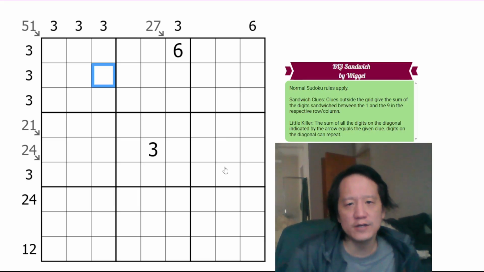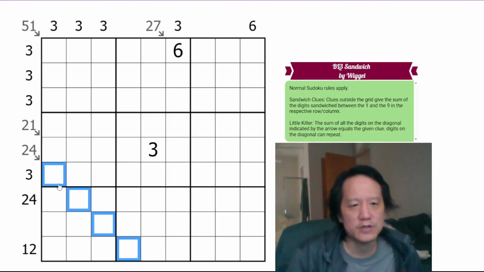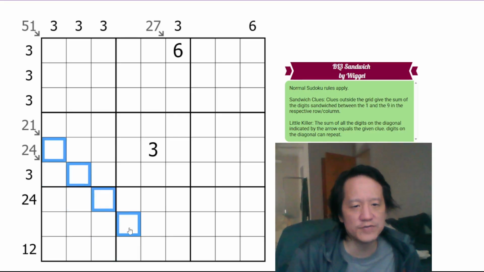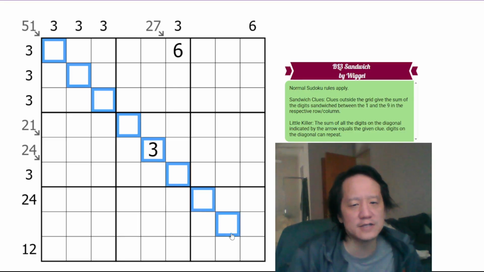We also have little killer clues, where the sum of all digits on the diagonals indicated by the arrows equals the given clue. And digits on the diagonal can repeat. So the sum of these 4 cells must add up to 24. The sum of these 5 cells must add up to 21. The sum of these 4 cells must add up to 27. And the sum of all 9 cells here must add up to 51. And those are all the rules.